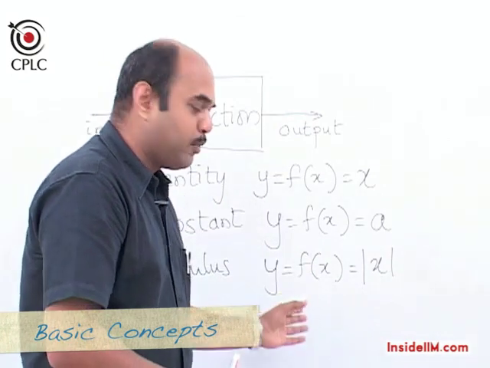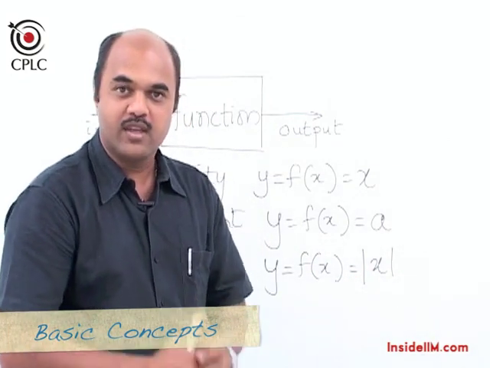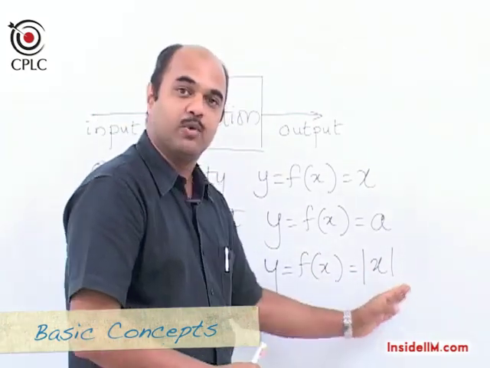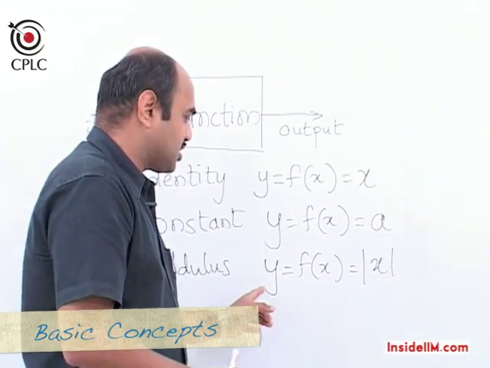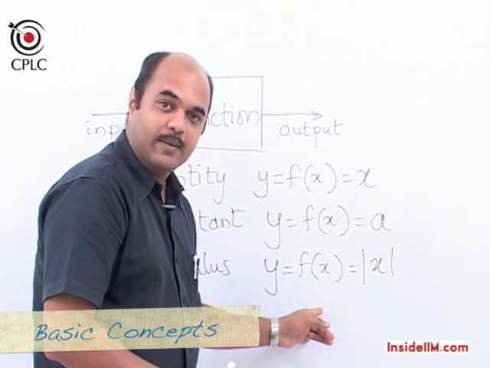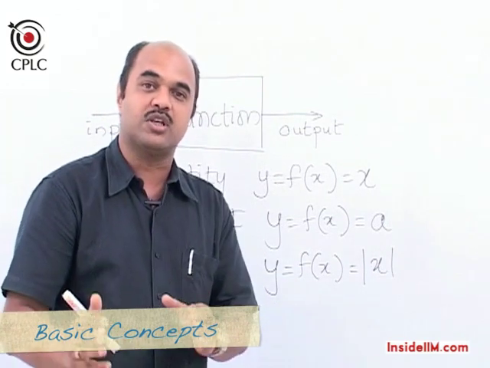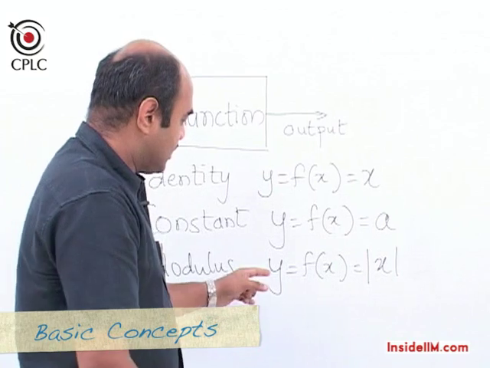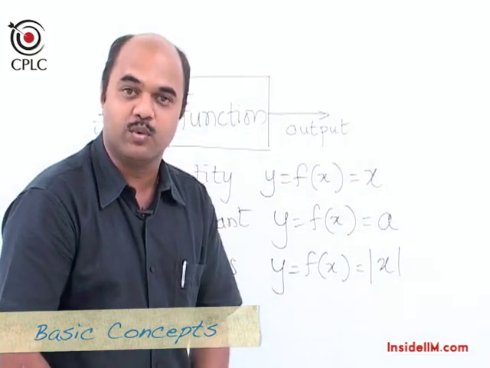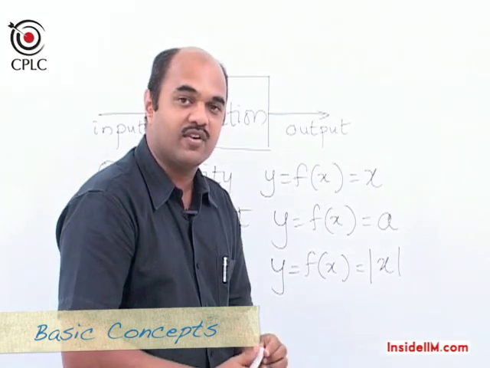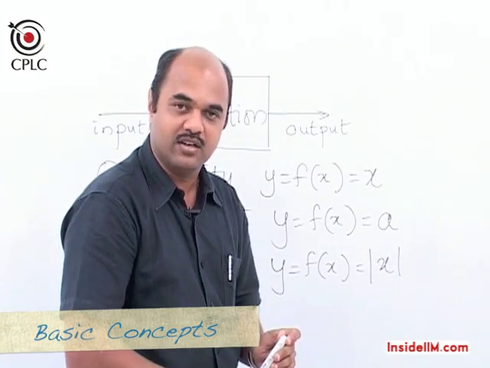However, if the input is minus 2, if the input was 2, we've got the output as 2. If the input is minus 2, this function, because it's going to take only the absolute value, the output will still remain 2, and hence such a function will always give an output which is a non-negative value. Modulus function can never have the output as a negative value.